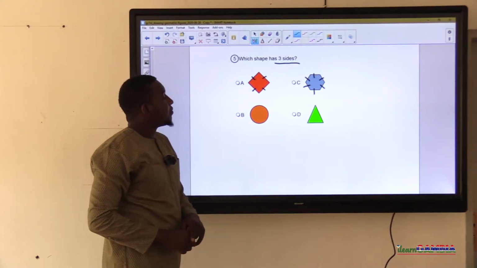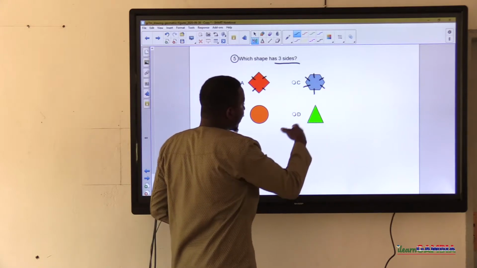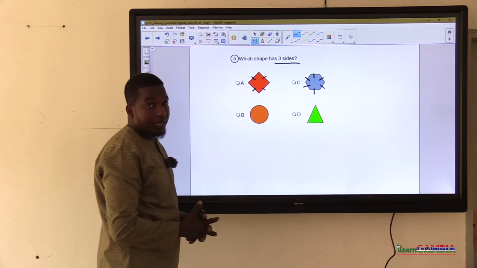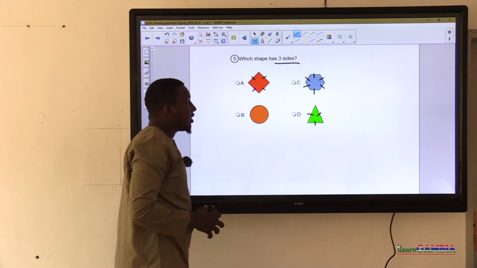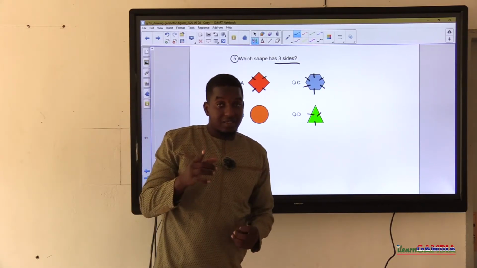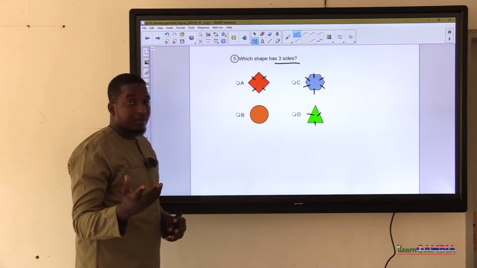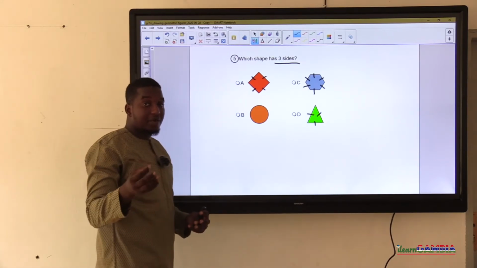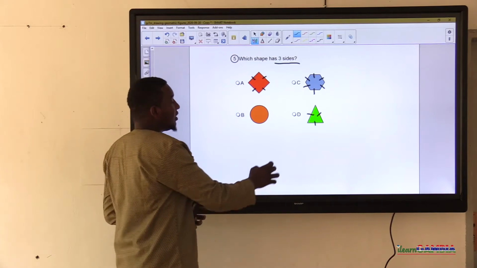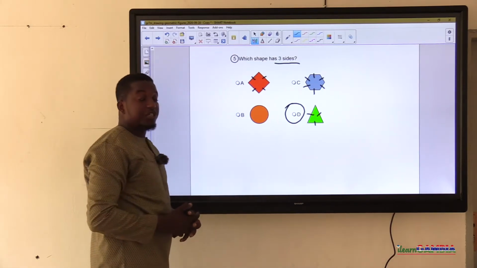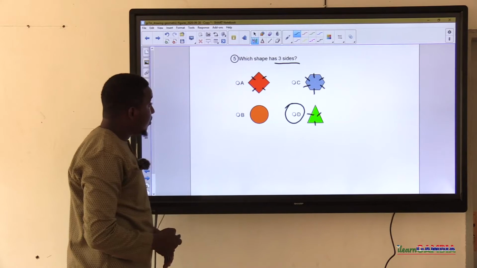Then we look at option D, the shape colored in green. We count the sides to verify if it has 3 sides or otherwise: 1, 2, 3. We can see that option D has 3 sides. Shapes that have 3 sides are referred to as triangles. Answering our question, which shape has 3 sides, option D gives us the correct answer, as it is the only shape with 3 sides among the answers. We move on.